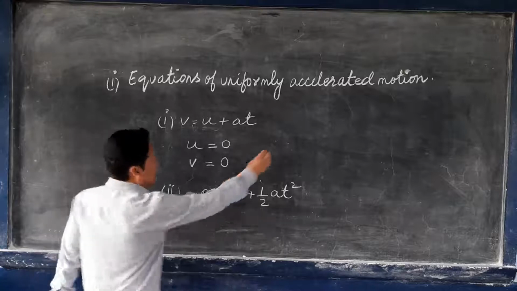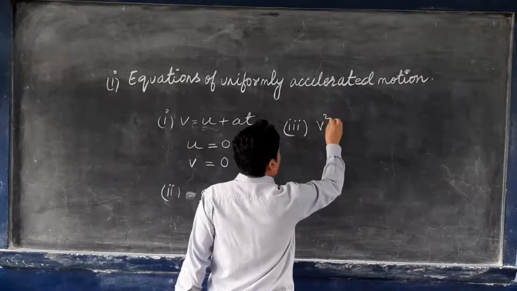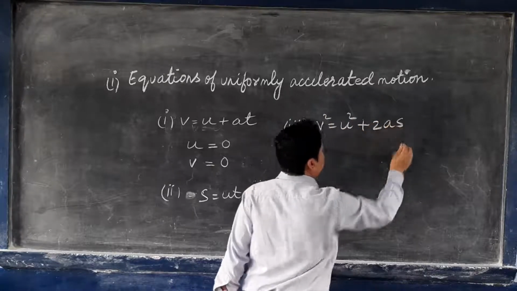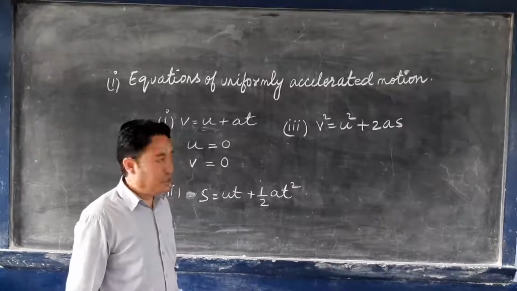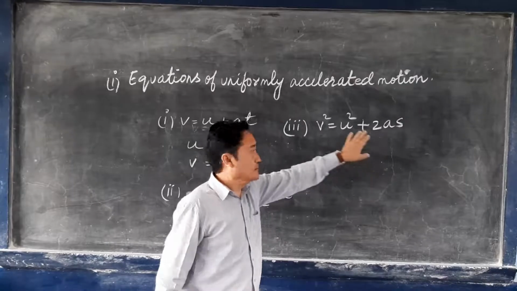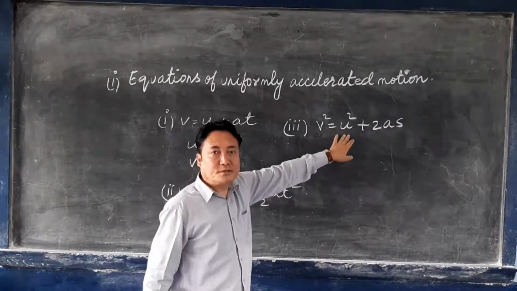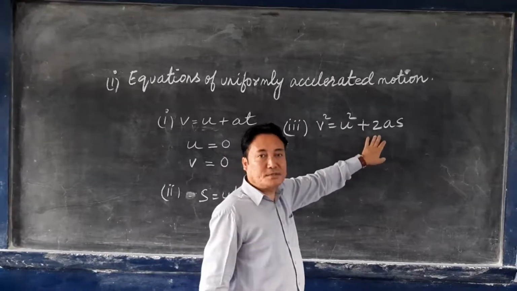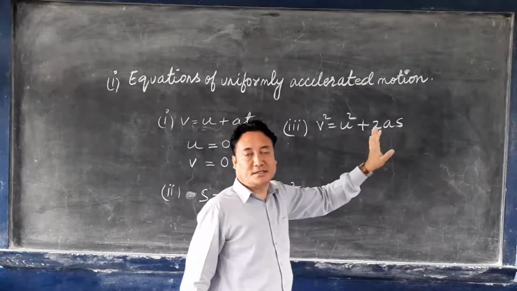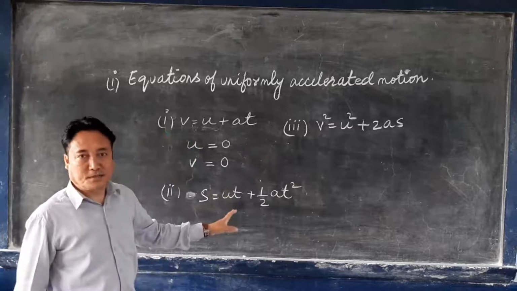Third one is V square equals U square plus 2AS. The third equation of motion is V square equals U square plus 2AS. V square means final velocity square equals initial velocity square plus twice the acceleration into distance or displacement. Okay? So these are the three equations of motion.